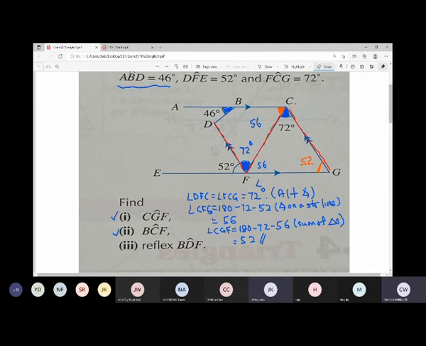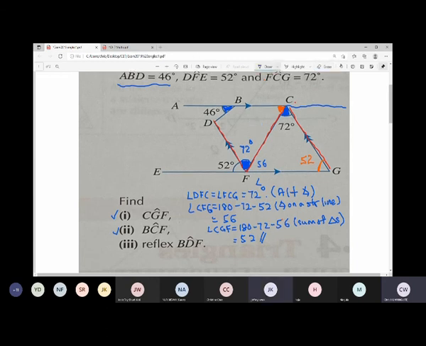Sir, can we extend the ABC line? Actually, we can. Of course you can. Actually, this diagram is very confusing. They purposely confuse you. That is their purpose. I don't know how to read the diagram, actually.